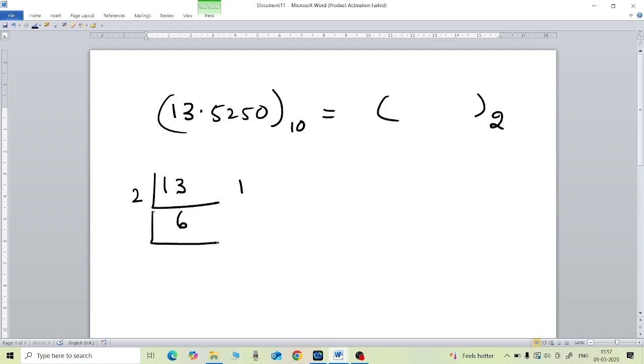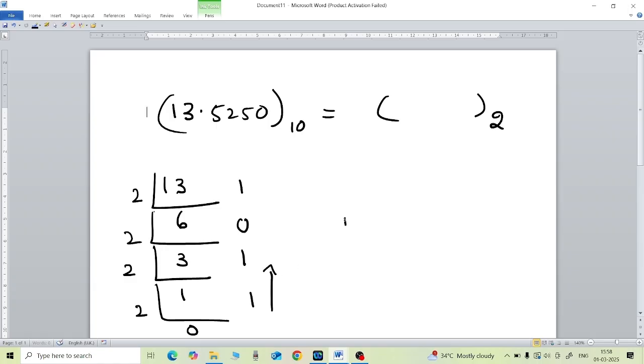Quotient is 6, divided by 2, it is going 3 times, and the remainder is 0. Divided by 2, we are going to get 1 as quotient, and the remainder is 1, again divided by 2. So now the quotient has become 0, remainder is 1. So we can stop here since the quotient has become 0. Now take the remainders bottom to top. So we will be getting 1 1 0 1. So the binary equivalent of decimal 13 is 1101.